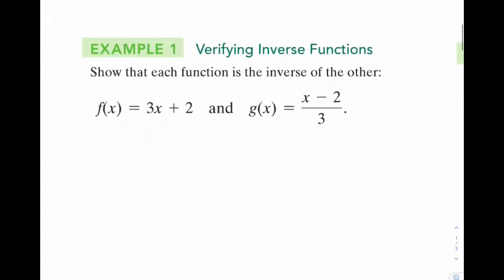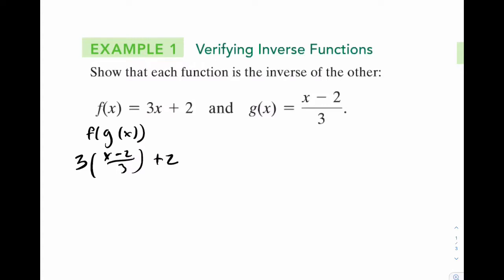So for example 1, it says show that each function is the inverse of the other. To do that, you simply plug it in. So f of g of x, meaning we're going to take g of x and actually plug it in to f of x. So it'll look like this. 3 times x minus 2 over 3 plus 2.